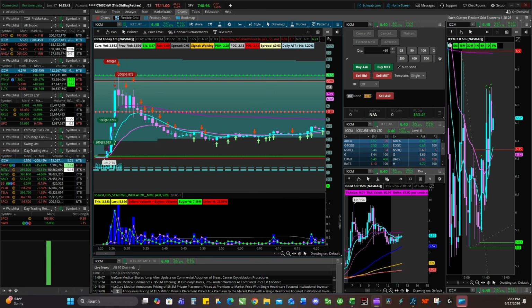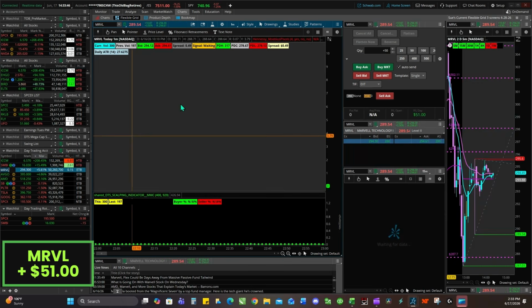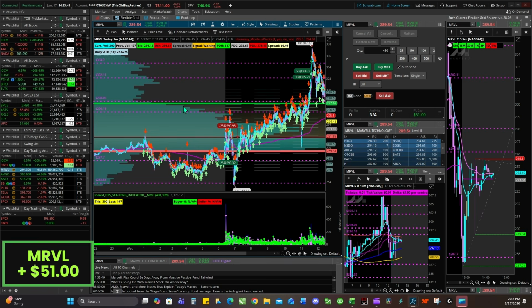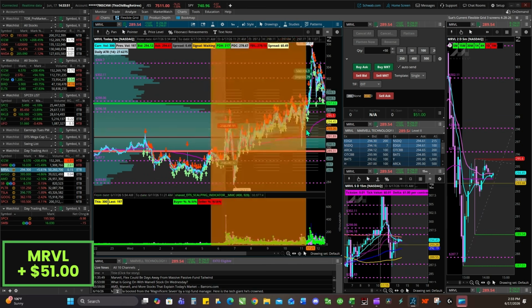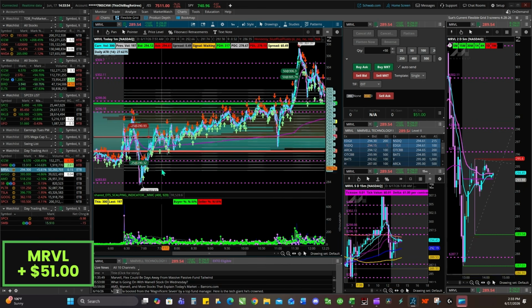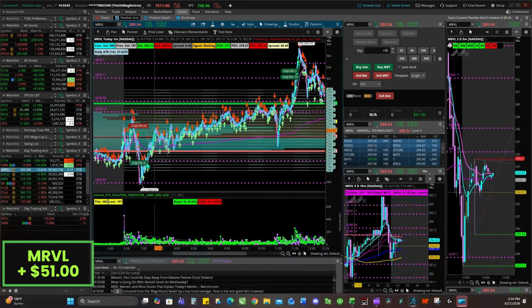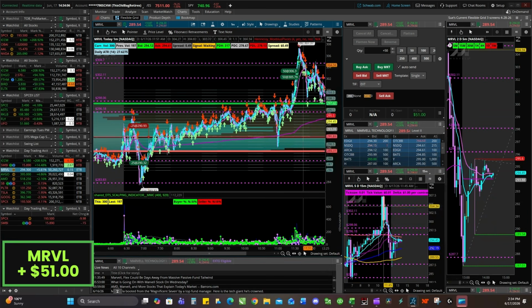All right, let's move on to Marvel. Marvel was just a couple of quick scalps for $51. I did very low share size. You guys, Marvel is very hard. The spread was really high. It still is, 49 cents. That's about typical for Marvel right now. So it was literally just a little tiny scalp right here, 25 shares, and then another scalp right here. I made $51 and I was done.